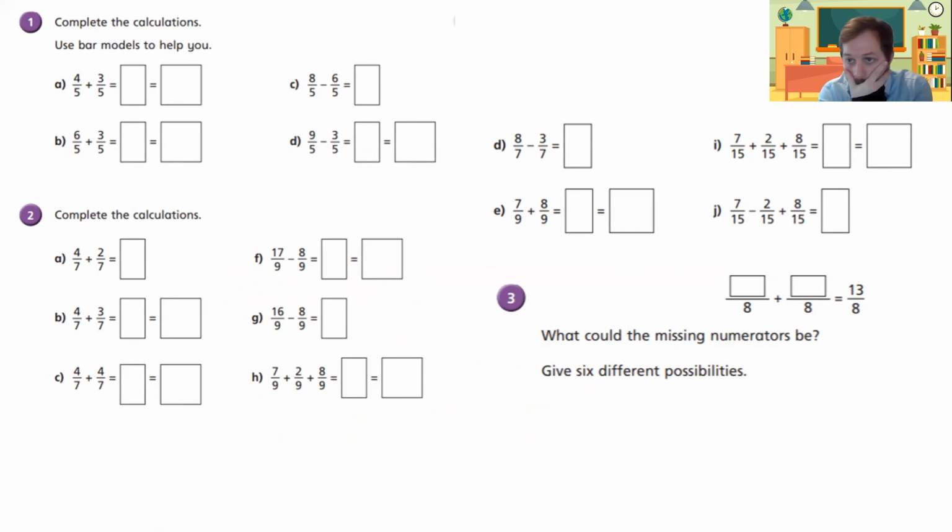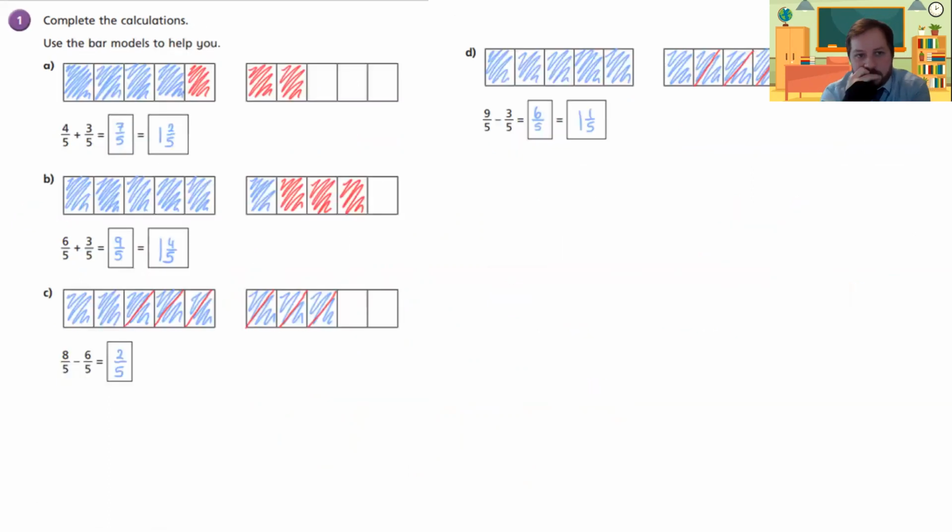Okay, so we've got a few here to work on. Let's just have a quick look through them. I'm just going to go to the answers and then we'll talk through them. So question 1 says use a bar model to help. So we're talking in fifths here.